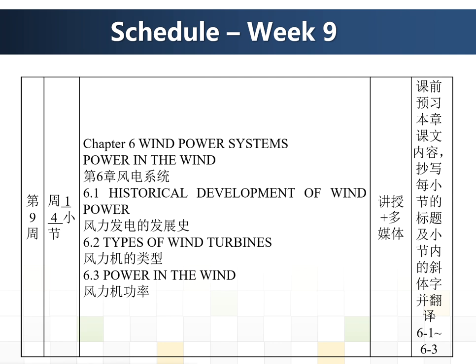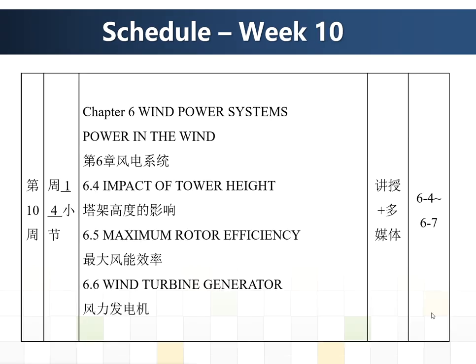Starting from week 9, we're going to teach Chapter 6, Wind Power Systems. 6.1, Historical Development of Wind Power, is also a self-learning section. 6.2, Types of wind turbines and power in the wind, will be taught in the classroom. Week 10 teaches section 6.4 to section 6.6, including impact of tower head, the maximum rotor efficiency, and the wind turbine generator.